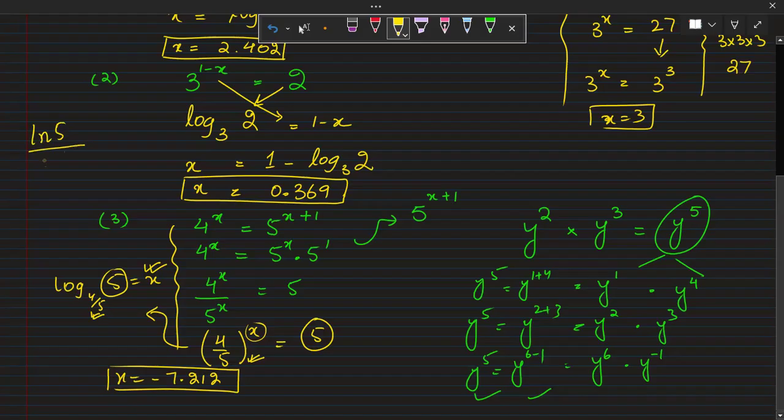Now whole divided by. Put a divide sign and then open the bracket. Write ln 4 upon 5 and then close the bracket. And ln 5 divided by bracket ln 4 over 5. Sir, negative 7.212. Are we getting the same answer? Yeah. Okay.